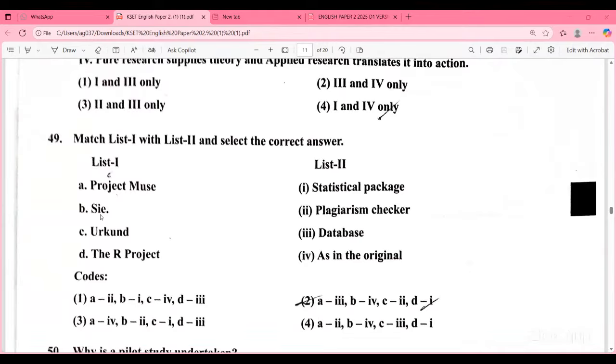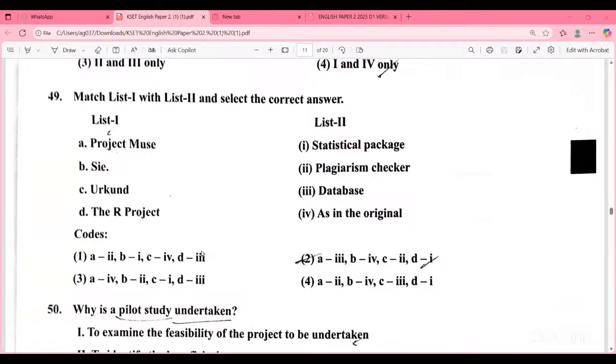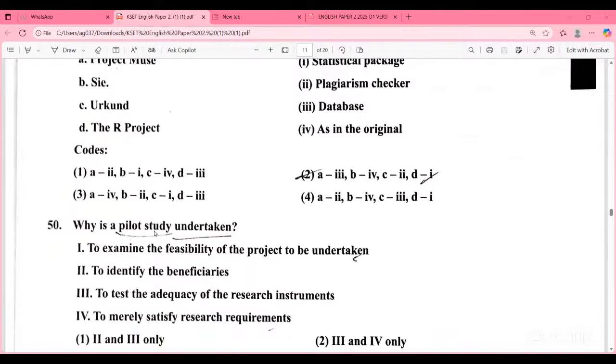Okay. And now we have a match the following. We have Project MUSE, it's a database. SIC, it means as in the original. So A3, B4, C2 means Urkund, the plagiarism checker, and D1, the R project is a statistical package. Option 2 will be the right answer. Project MUSE database, SIC as in the original, Urkund the plagiarism checker, and the R project is a statistical package. This is the right answer.